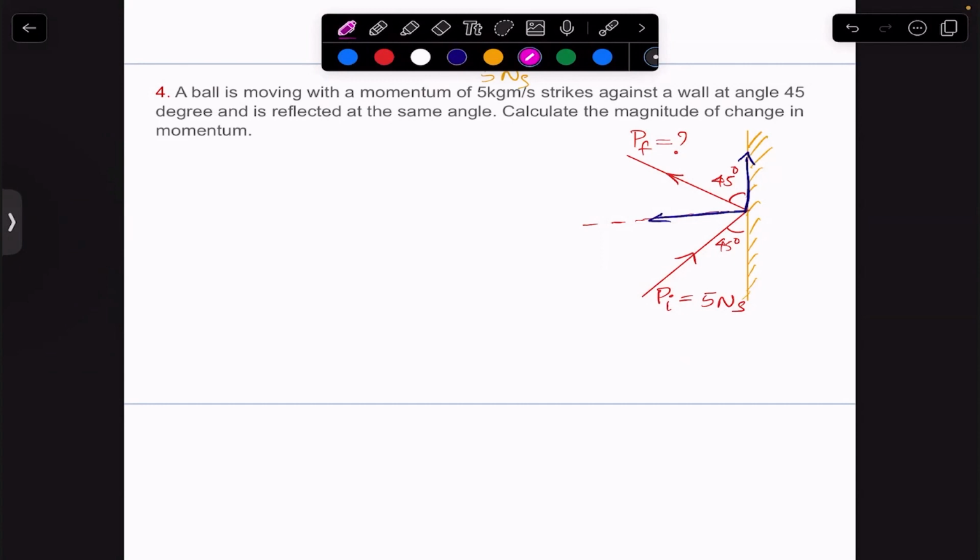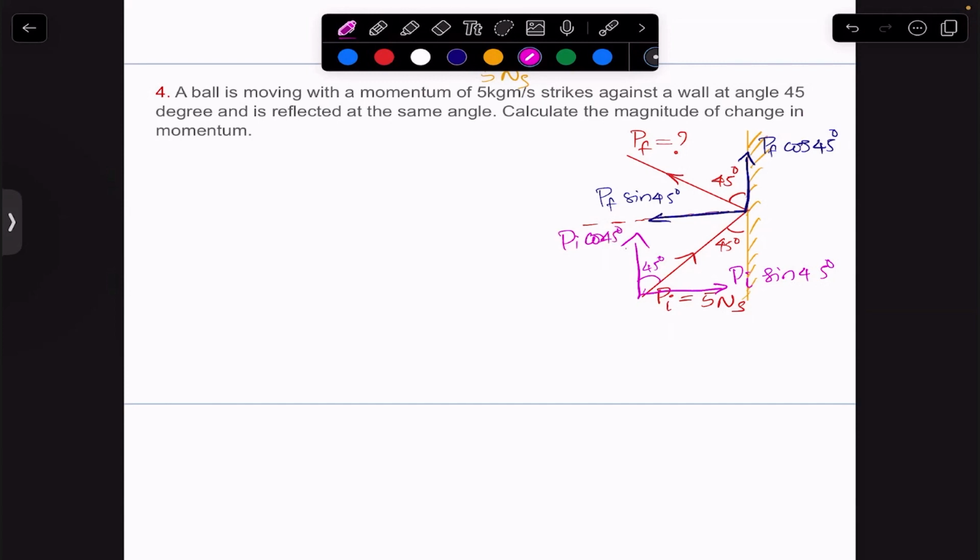So this Pf can be resolved into Pf cos 45 and Pf sin 45. Similarly, Pi can be resolved into these two components, horizontal and vertical. If this is 45, then this is 45. So Pi sin 45 and Pi cos 45.